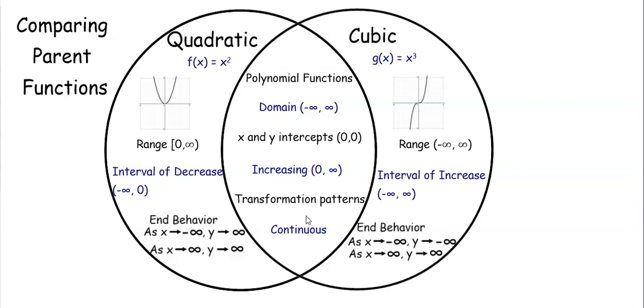And then let's look at end behavior. So both functions have the same right-hand end behavior. As x approaches positive infinity, y is approaching positive infinity. The difference is for the quadratic function, as x approaches negative infinity, y is approaching positive infinity. But with a cubic function, as x approaches negative infinity, y is approaching negative infinity.